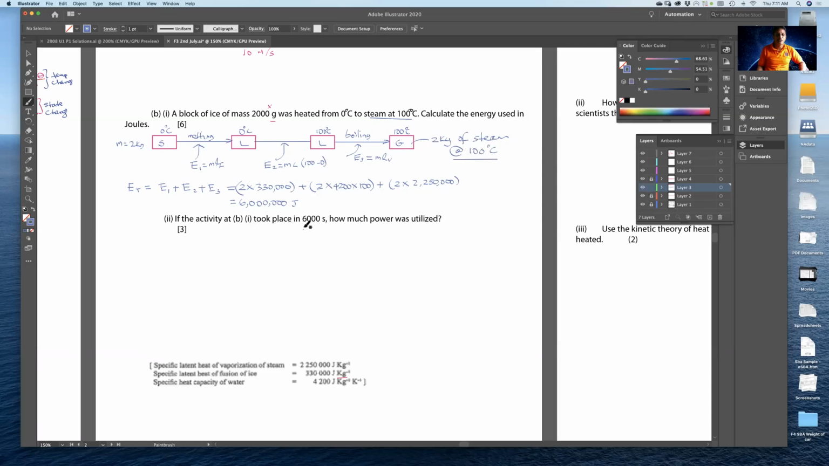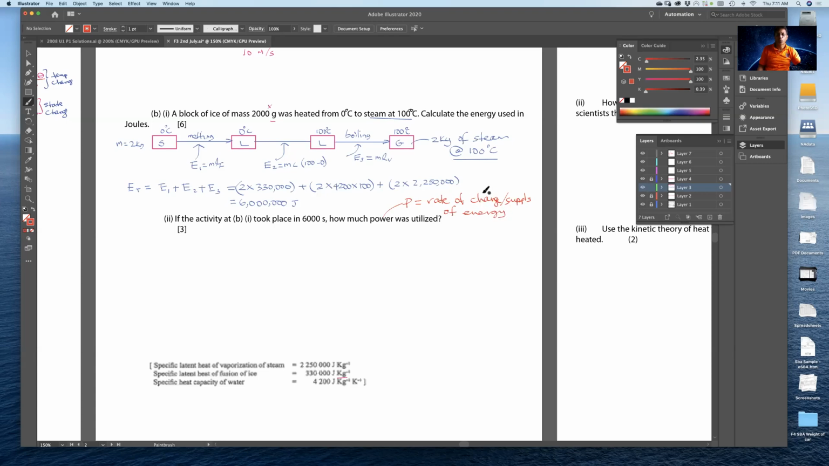The next part deals with the activity that took 6,000 seconds. How much power is utilized? Well, what is power? That's the first thing we need to establish. I may not have told you what power is, but power is defined as the rate of change of energy, or the supply, in this case, of energy.